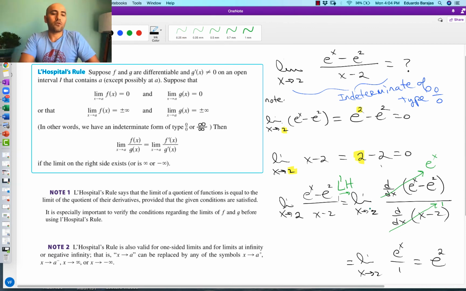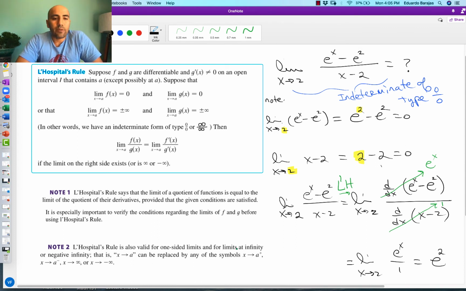Okay, so note number one, L'Hopital's rule says that the limit of a quotient of functions is equal to the limit of the quotient of the derivatives, provided that the given conditions are satisfied. So it is especially important to verify the conditions regarding the limits of f and g before using L'Hopital's rule. Okay, and note number two, L'Hopital's rule is also valid for one-sided limits or for limits at infinity, both negative infinity or positive infinity.